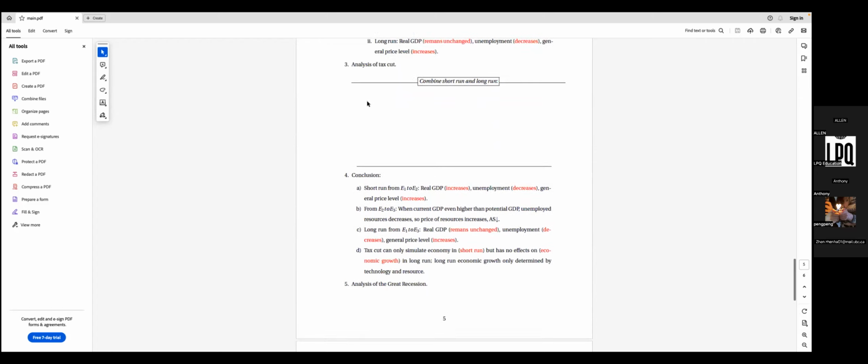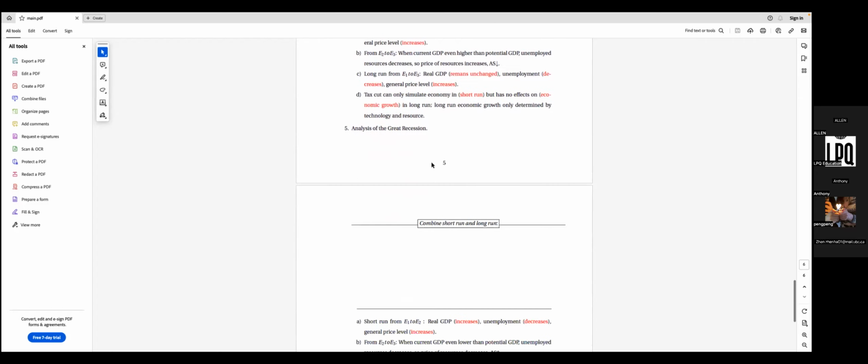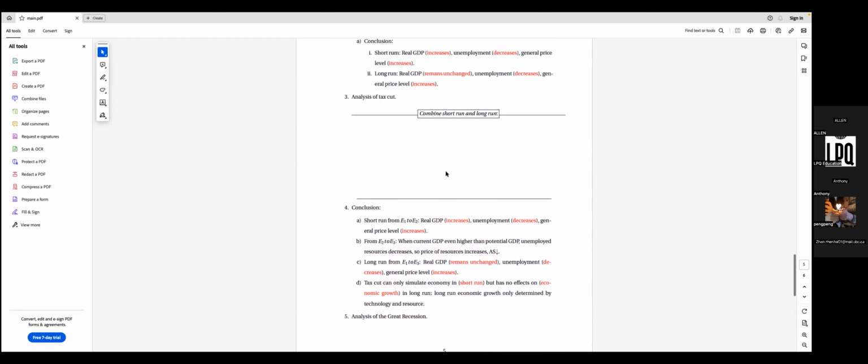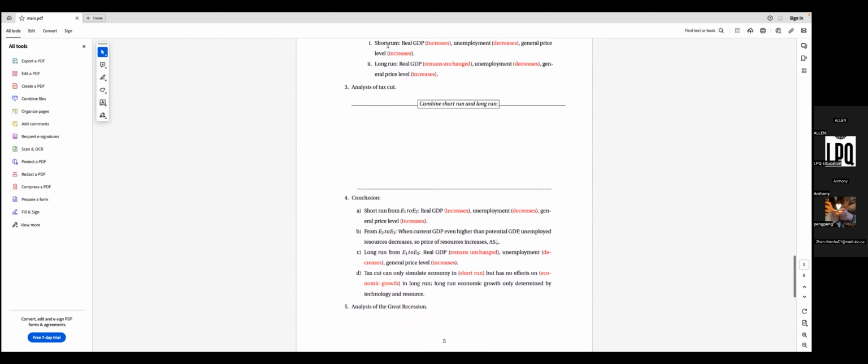But the third box and the last box are the more important ones, because in the re-examination they usually combine the short-run and the long-run analysis together. So let's give you the first example of combining the long-run and the short-run analysis together.